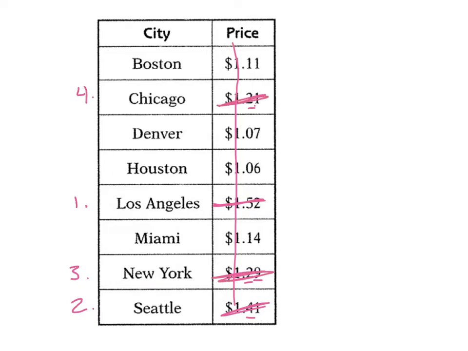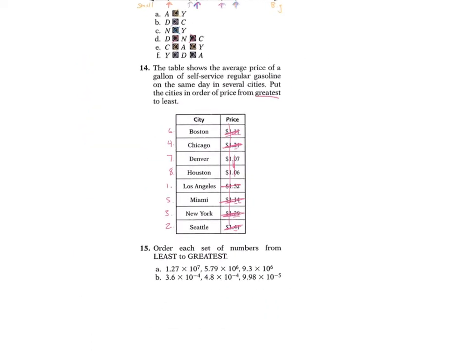So we can cross these out now. And then here in Miami, we have a 1 and a 1. So we need to go to our hundredths place. So we have a 4 and a 1. 4 is greater than 1. So Miami comes next. And then Boston comes after that. We can cross these out. And then we're just left with our 0 place here. So we can cross those out. 7 is greater than 6. So Denver would be our 7th largest. And Houston would be our smallest.